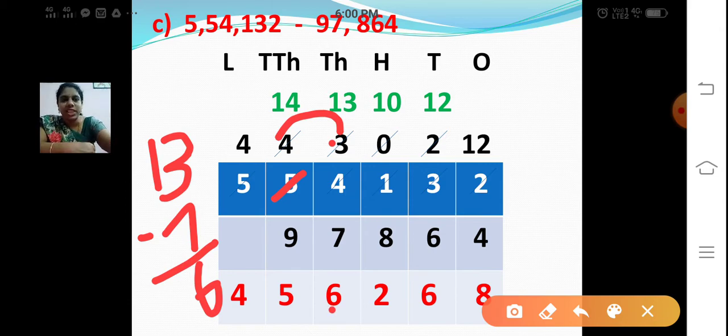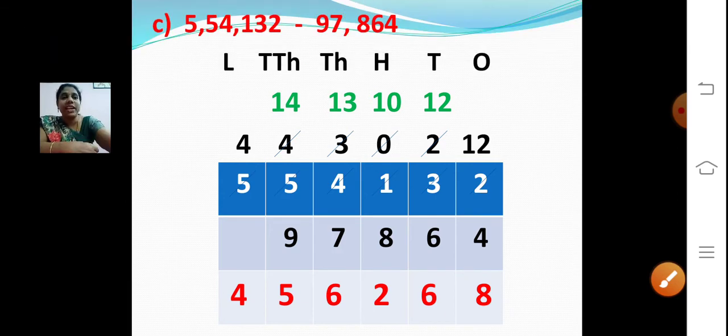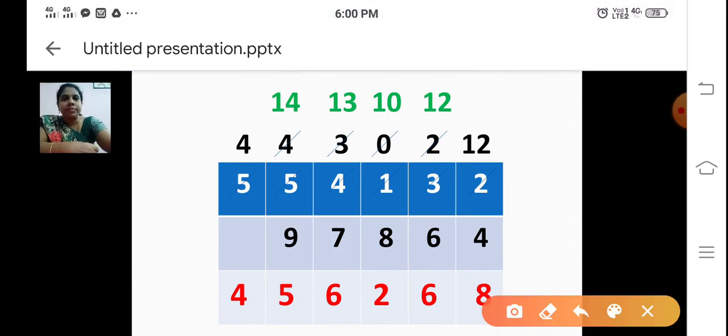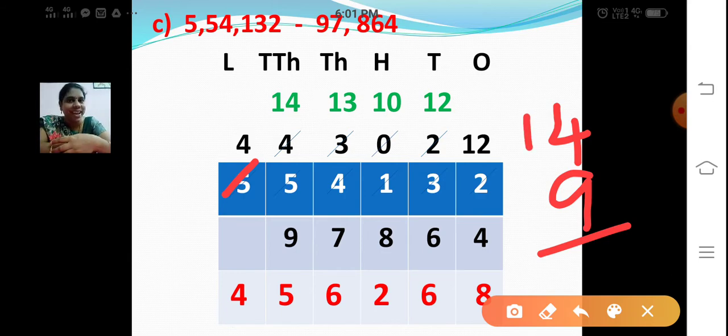Now let's move on to the 10,000 place. Now what number am I having in the 10,000 place now? 4, right? So 4 minus 9. Can you subtract 4 minus 9? That is also not possible. So I am going to get 1 from the lakhs place. So my lakh place will become 4 and I am giving 1. So write 14 minus 9. I am giving 1 lakh, right? This will become 14.